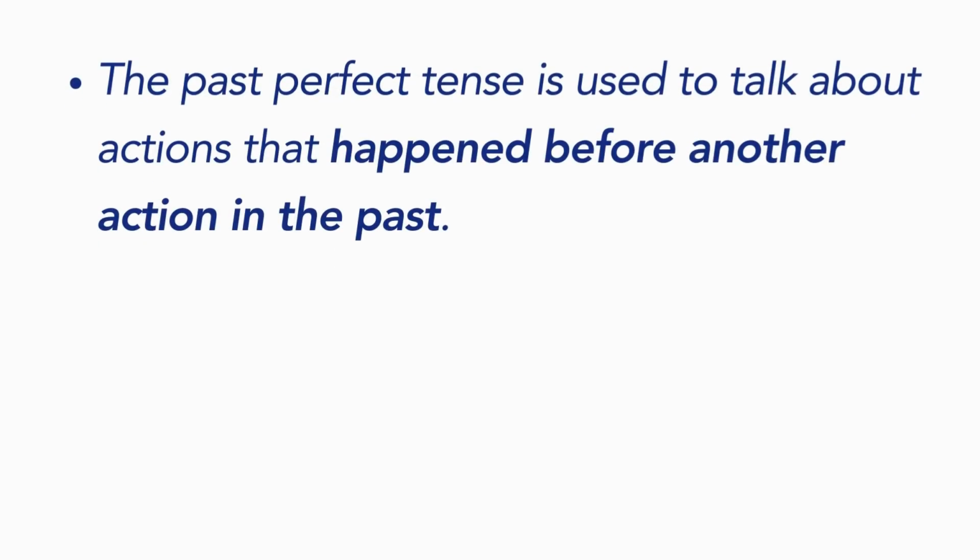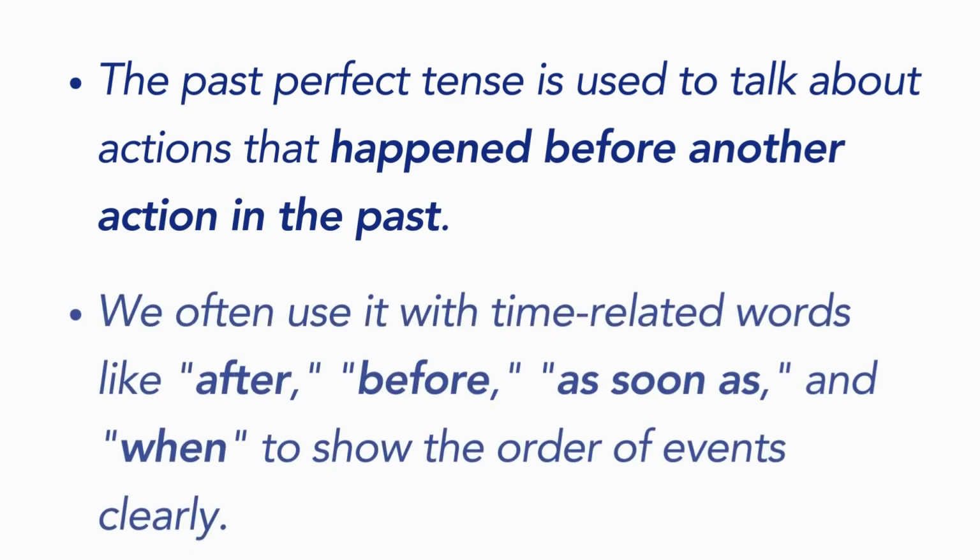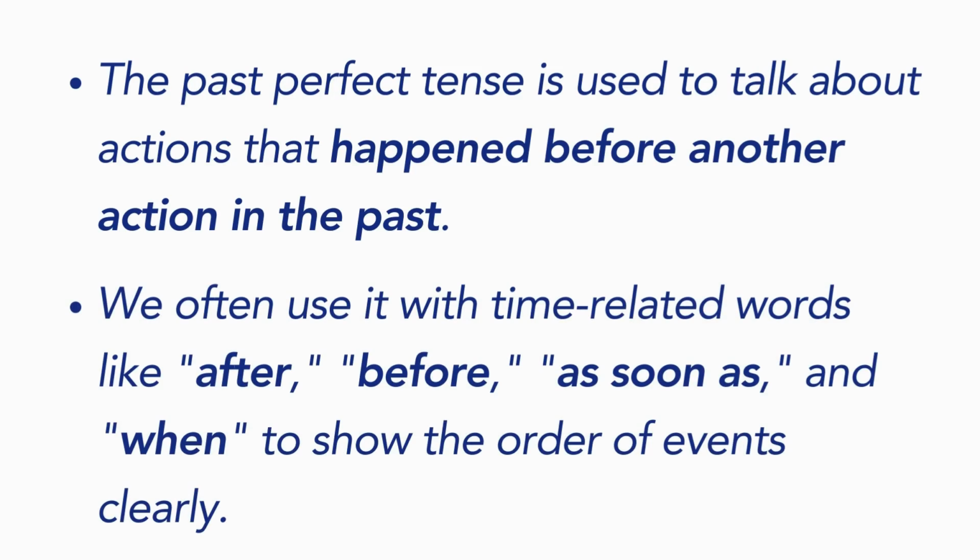The past perfect tense is used to talk about actions that happened before another action in the past. We often use it with time-related words like after, before, as soon as, and when to show the order of events clearly. We can use the past perfect with these conjunctions if we want to emphasize that the first action was separate, finished before the second started. Here are some examples. After they had eaten dinner, they watched a movie.